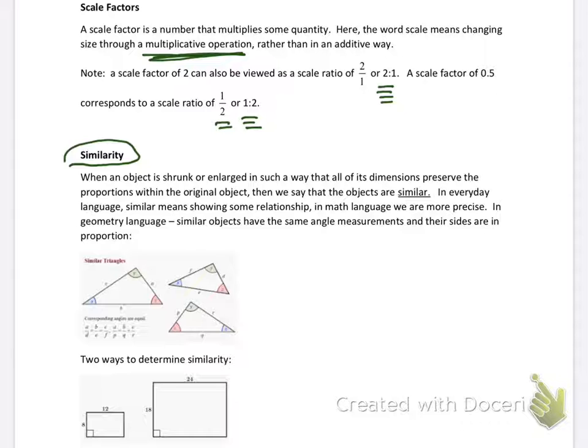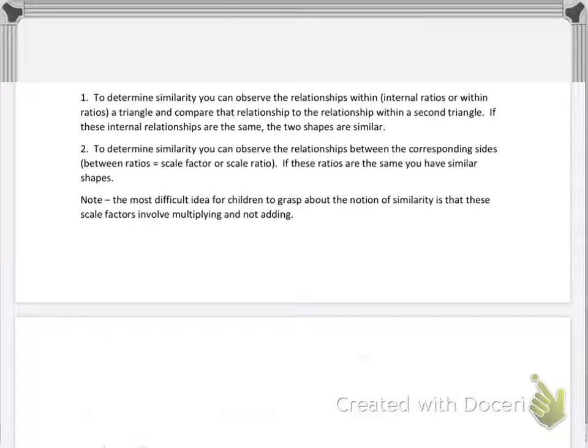So, when an object is shrunk or enlarged in such a way that all of its dimensions preserve the proportions within the original object, then we say that the objects are similar. To determine similarity, you can observe the relationships within, as I said, the internal ratios, and those are your aspect ratios, or you can observe the relationship between corresponding sides.